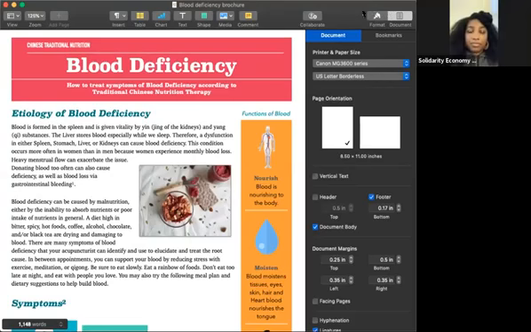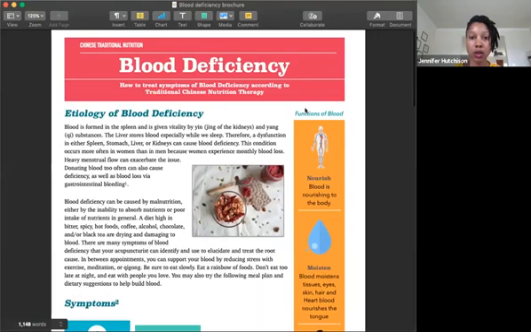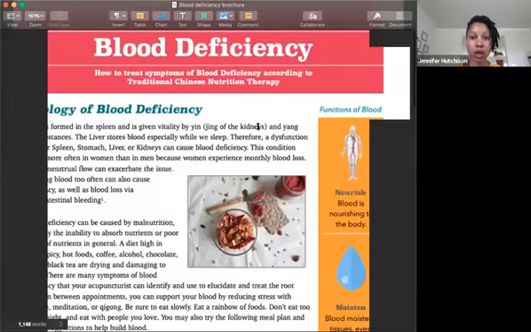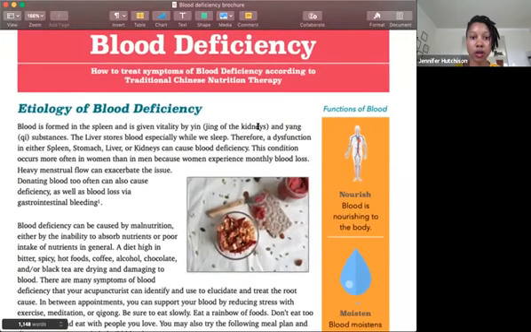All right, so I'm just going to share this. Okay, so let me make this bigger. Hopefully you can still see me on the side, and you can see the document, the blood deficiency document.